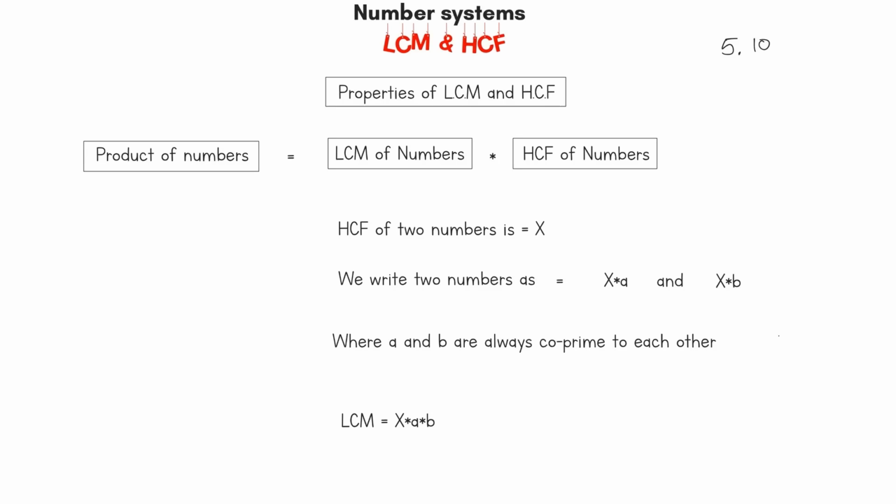What is the product of these two numbers? 5 into 10. 5 into 10, it will be what? This will be here, product of two numbers, 5 into 10. Their product comes out to be 50. Is it equal to LCM of numbers into HCF of numbers?